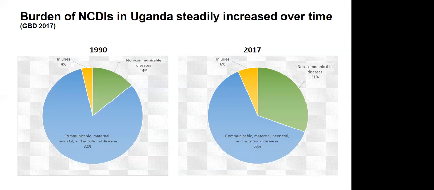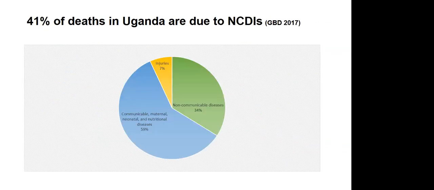In Uganda, NCDIs have steadily increased over the last 20 or so years. You can see from these figures that the NCDs in green have more than doubled, and the injuries have increased by about 1.5 times. So you can see that the trend is steadily going higher if we do not start to do serious interventions at this point. Also, 41% of the deaths in Uganda are due to NCDIs. And all this data is coming from the Global Burden of Disease Estimates 2017.